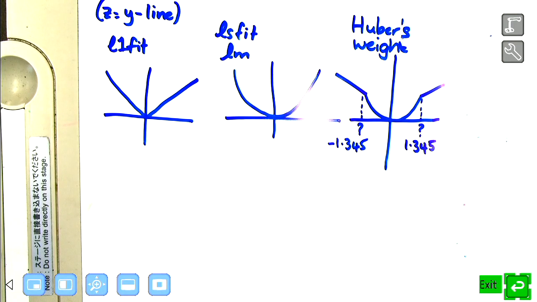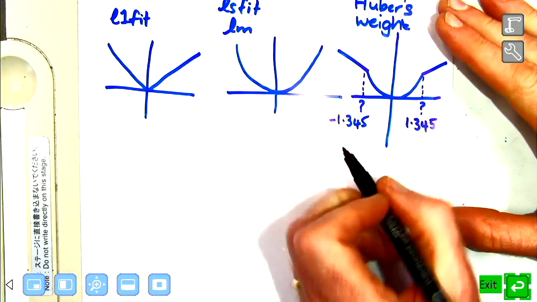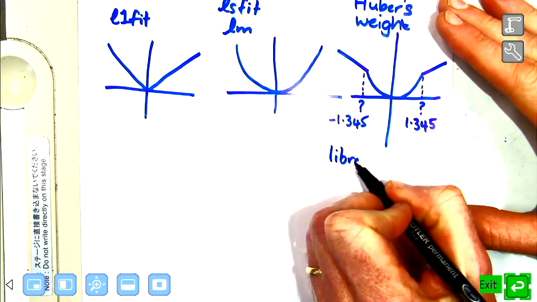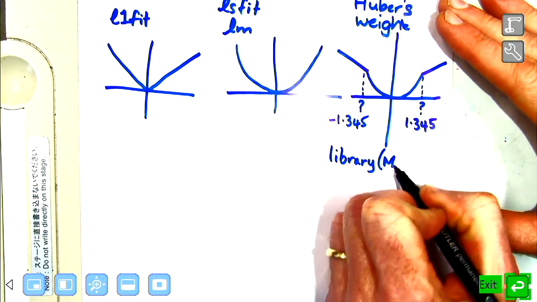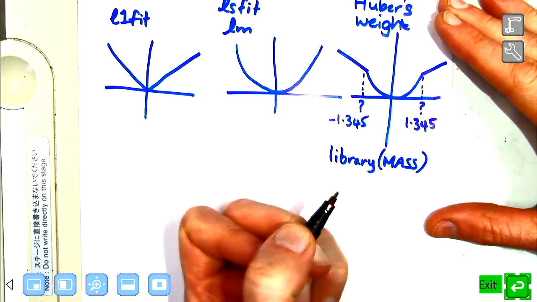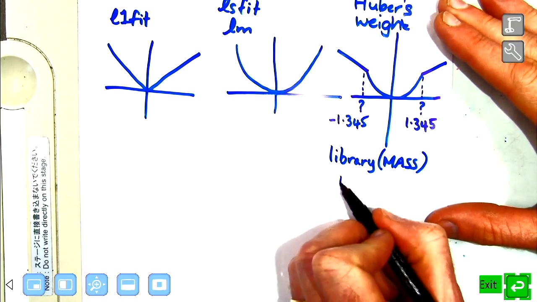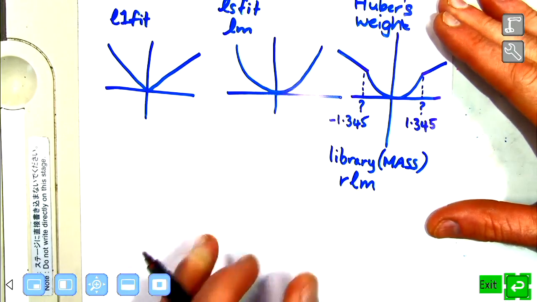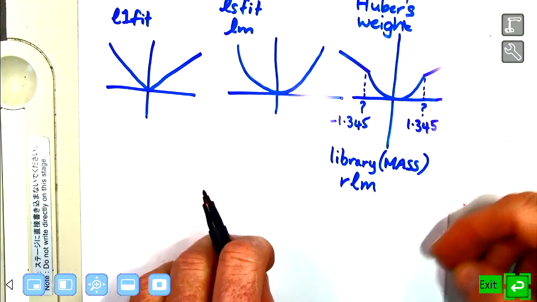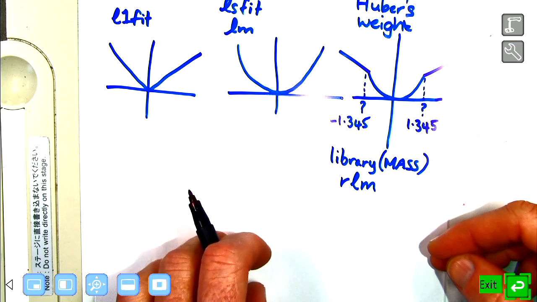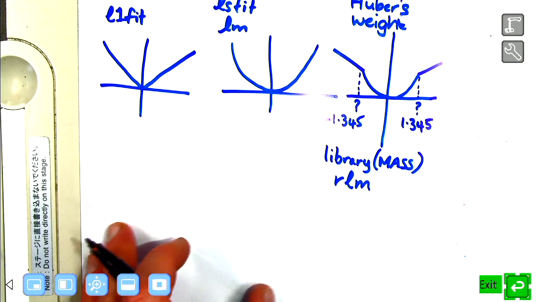And the best thing is that if you're in R and you want to use this weight function, it's really easy. You have to load the MASS library. So you go library(MASS), and then the function you're looking for is called RLM, which stands for robust linear model.